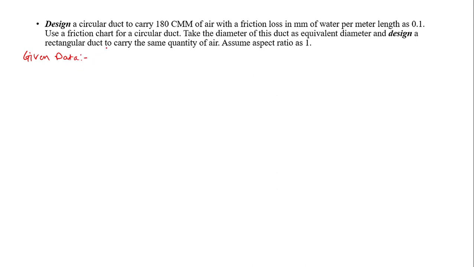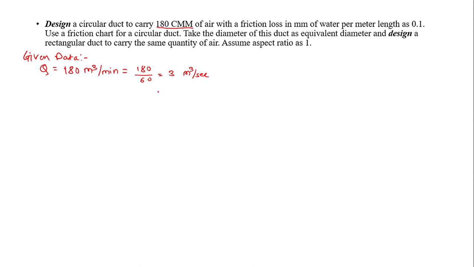So what is given over here? 180 cmm, the volume flow rate, where cmm stands for cubic meter per minute. So it's the volume flow rate or the air flow rate, which is 180 meter cube per minute. If I divide it by 60, I will get this answer in meter cube per second. So 180 divided by 60 is equal to 3 meter cube per second.